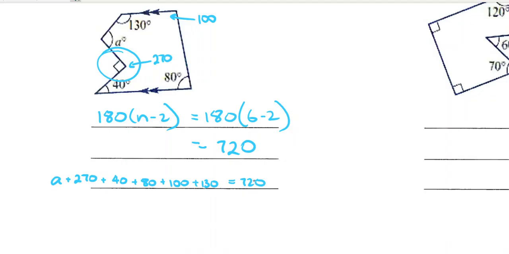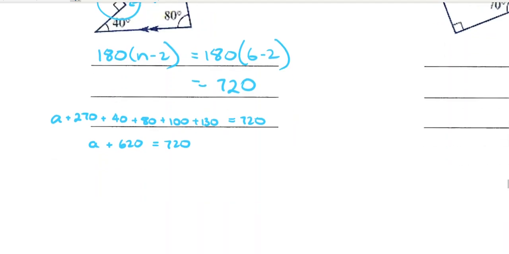Okay, so let's add together all of these ones. 270 plus 40 plus 80 plus 100 plus 130 is 620. A plus 620 equals 720. So what does A equal? 100. We minus the 620 off, and we get A is equal to 100.